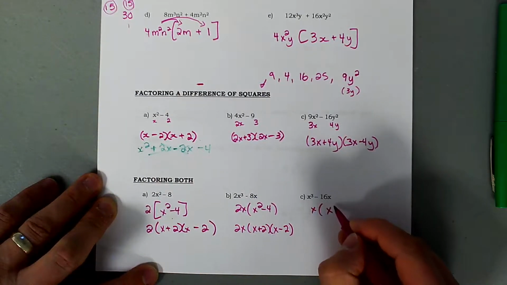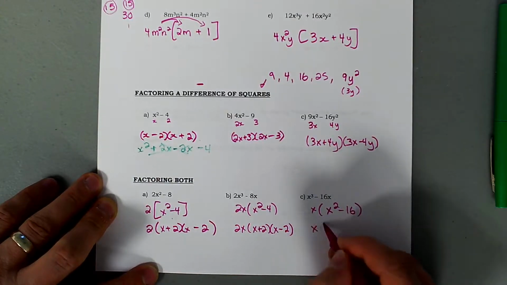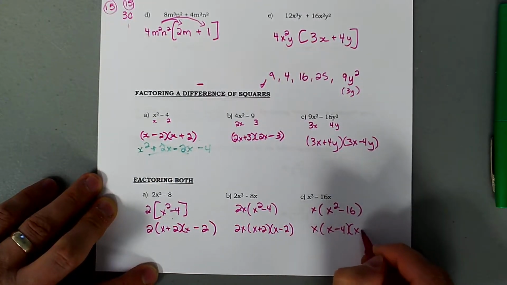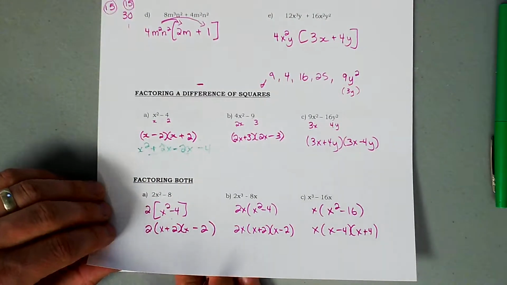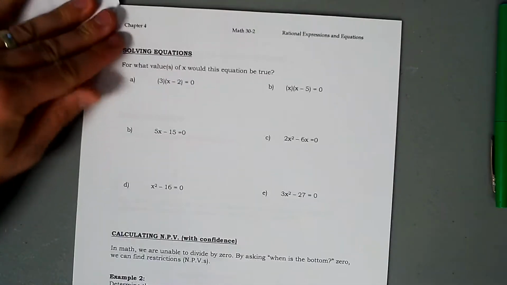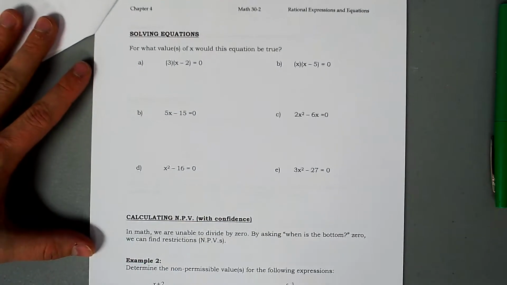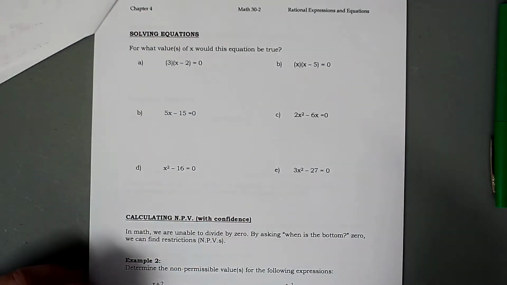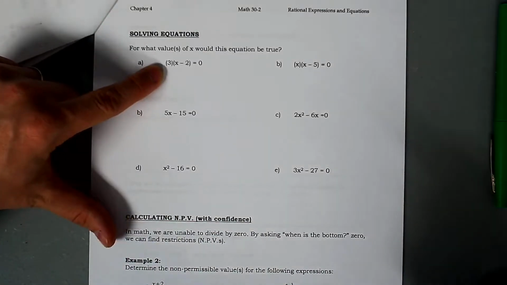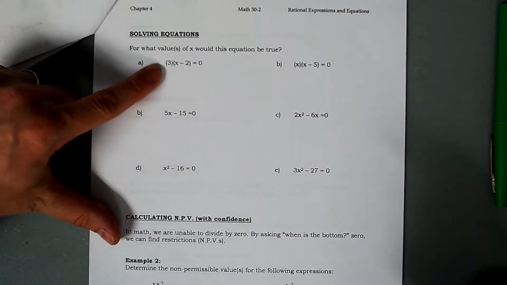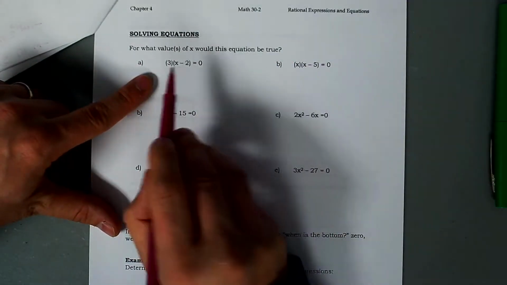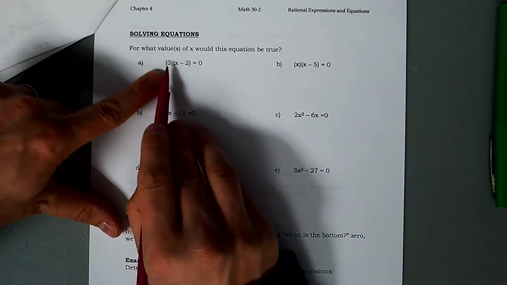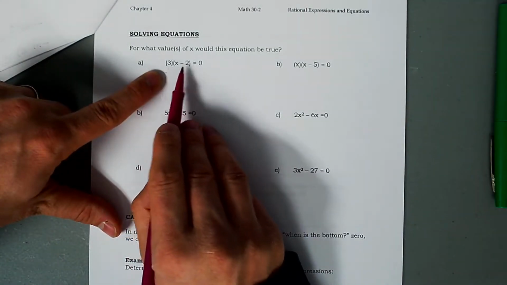X can come out, x squared minus 16, x minus 4, x plus 4. So there are some complex things that might start to happen, but as we start to get confident with our factoring, we get to apply that quadratic equation solving from last year, where we can ask for what values of x would this equation be true. This is again that zero product property, two things multiplying together to equal 0.